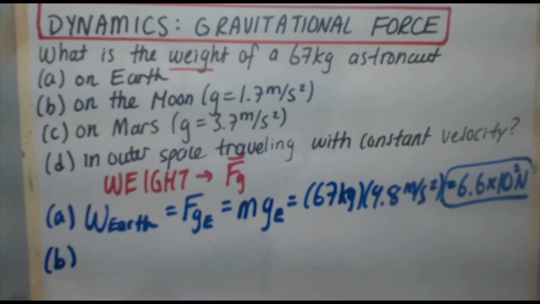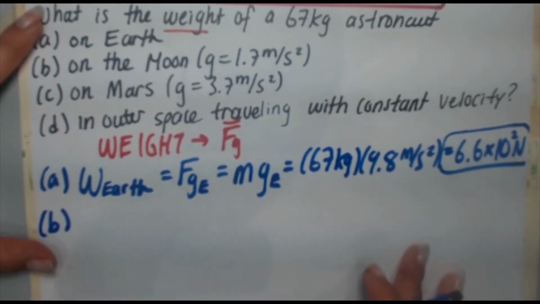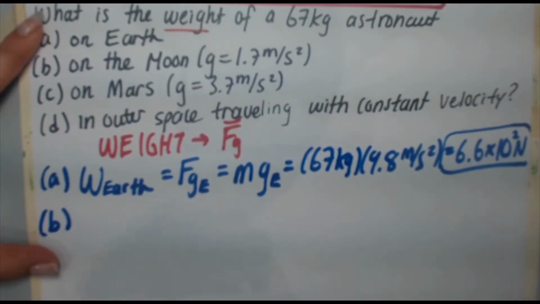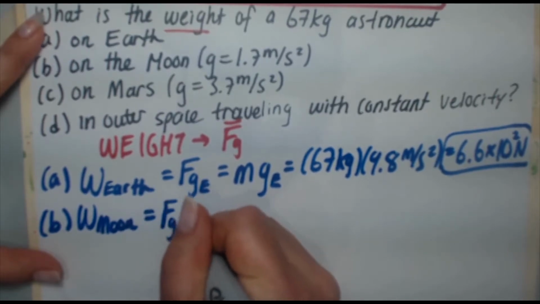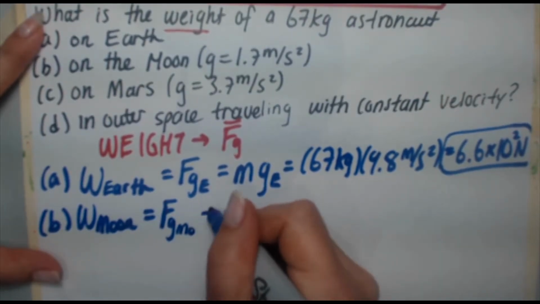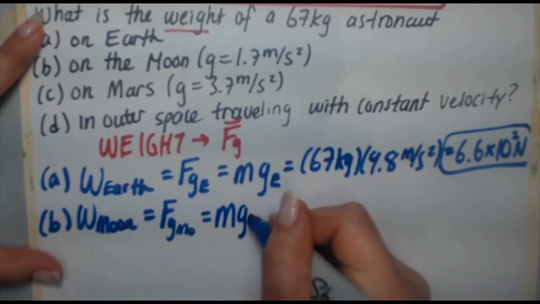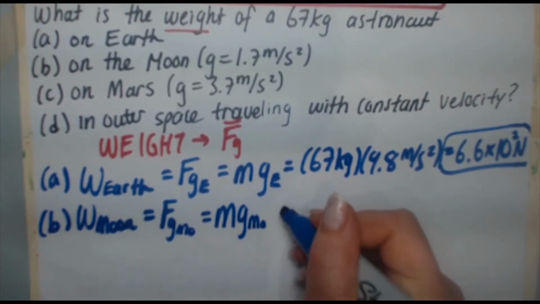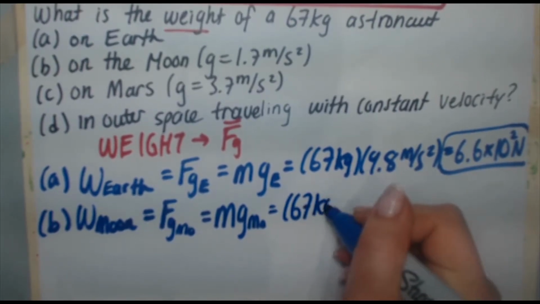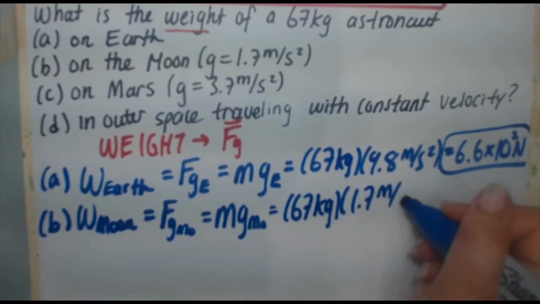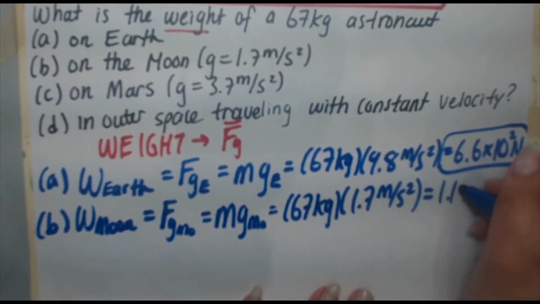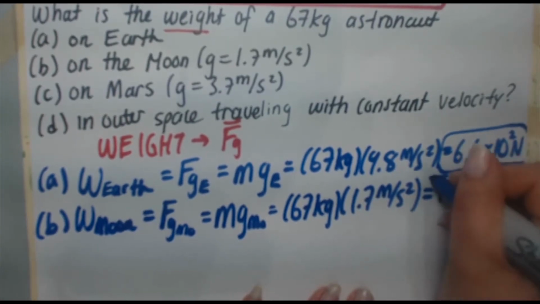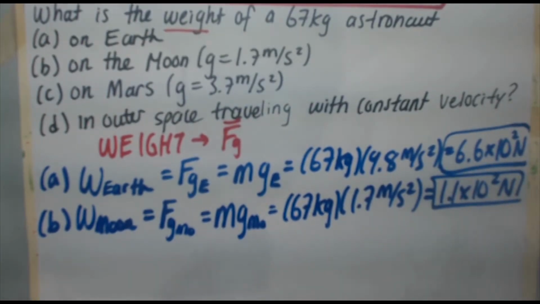And you simply need to follow the same strategy for the next few parts. It's simply meant as a repetitive exercise to really keep that in your mind. So on the Moon, the weight of the person on the Moon is equal to Fg subscript m, I'll put mo for Moon, which is equal to the mass of the person times the gravitational acceleration on the Moon. So 67 kilograms times 1.7 meters per second squared. And when you take that in your calculator, you'll get 1.1 times 10 to the 2 newtons. Okay, hopefully so far so good.